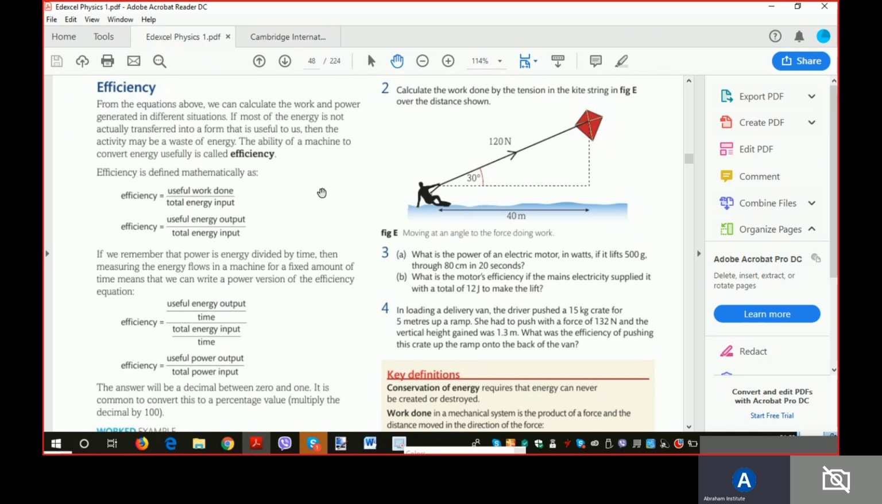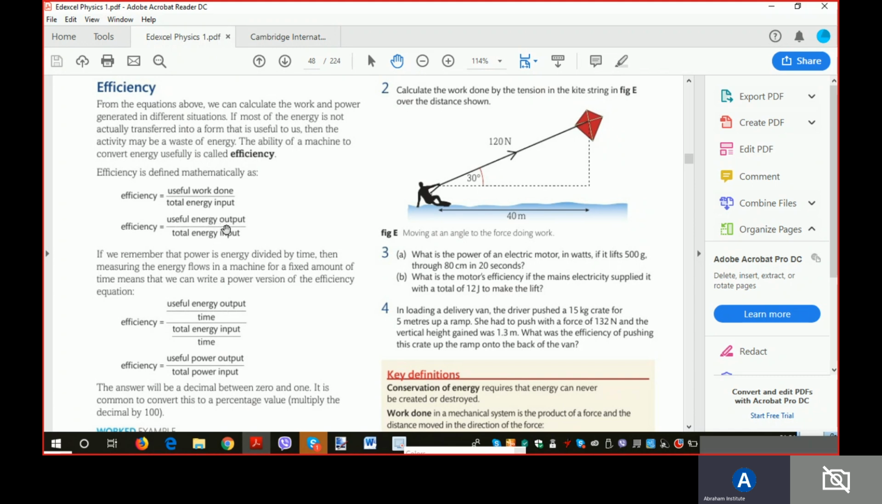Sometimes we also multiply this by 100% and give it as a percentage. So if you want, you can add times 100% to this equation so that you get your answer in terms of a percentage. Same thing for this also. Can you see here work done is what? Energy transfer. So instead of writing work done here, we can also write energy. So useful energy output divided by total energy input, because here work done is energy transfer.